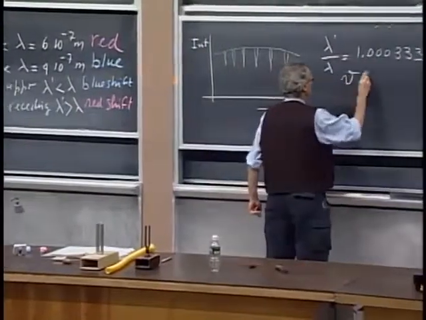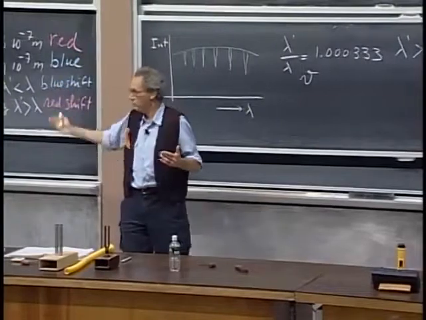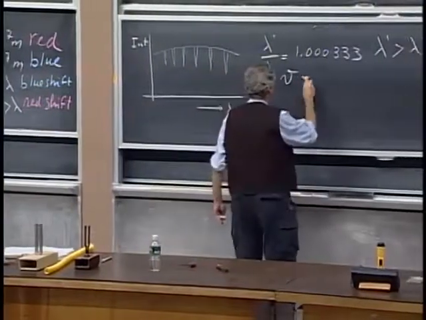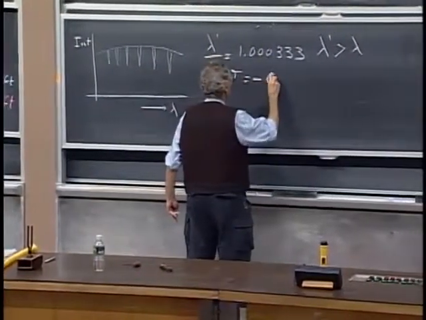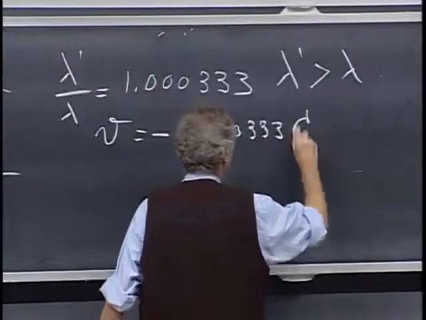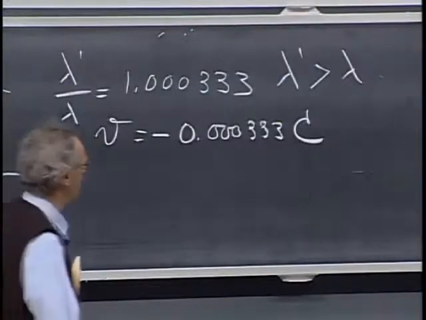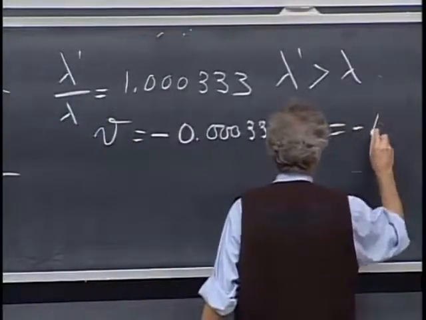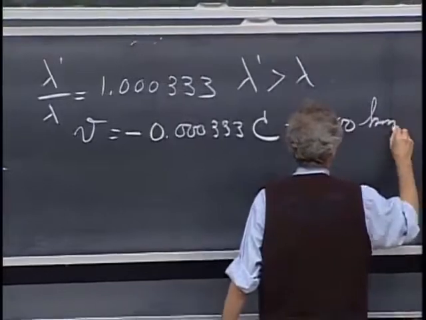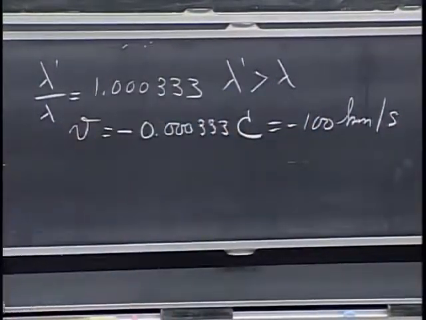You substitute that in that equation, and you'll find that the velocity at which that star is moving relative to you equals minus 0.00333 times the speed of light, c, and that is minus 100 kilometers per second. The minus reminds you that the object is receding from you. So that gives you a redshift.